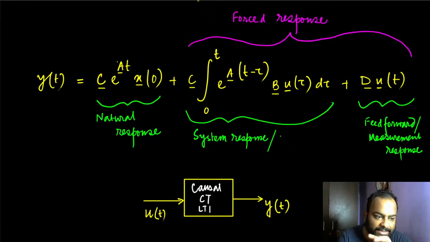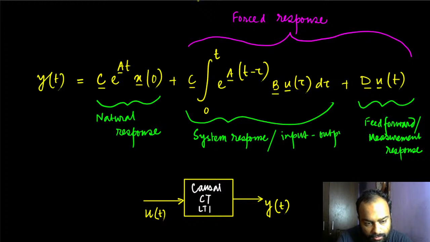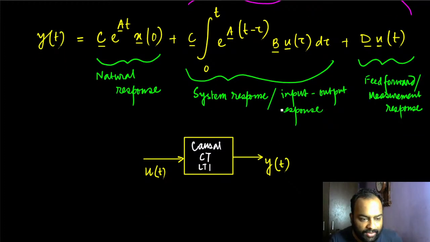By system parameters, I mean A, B, C, and D. These are completely irrespective of what the initial conditions are and what inputs are there. So the system response is also called the input output response. I think it's not a very difficult thing to see.